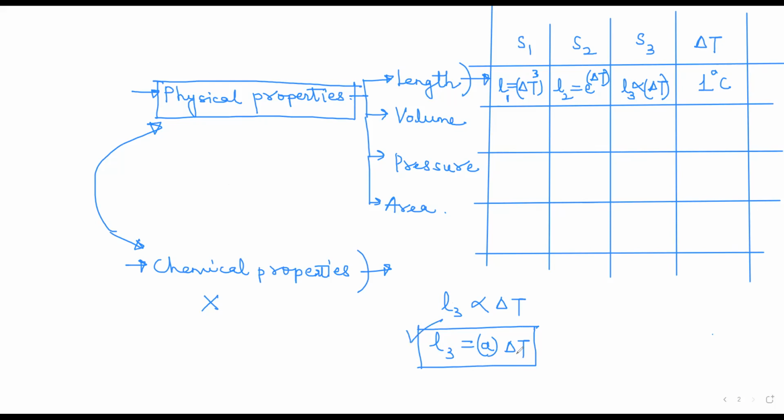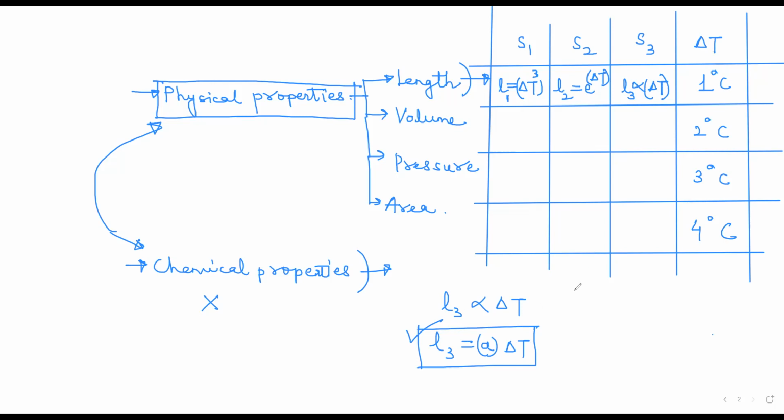So L3 is equal to A delta T, right? So the first condition to construct a thermometer is we have to identify a parameter which is linearly changing with length. Clear? Is this clear to everyone? Yes, sir. Now, for every degree change in temperature, this is the length. Okay, so far it is fine.